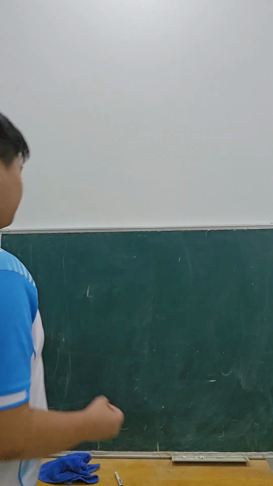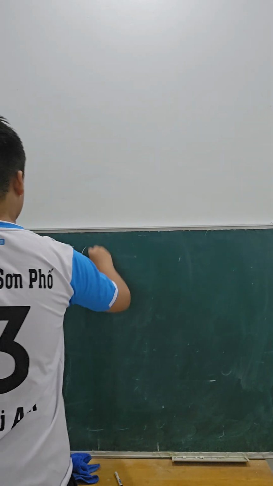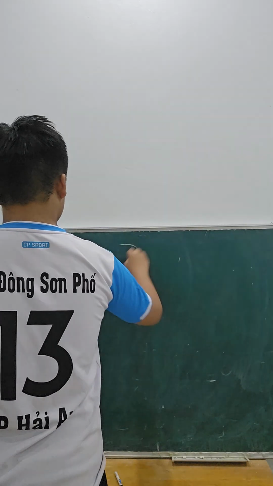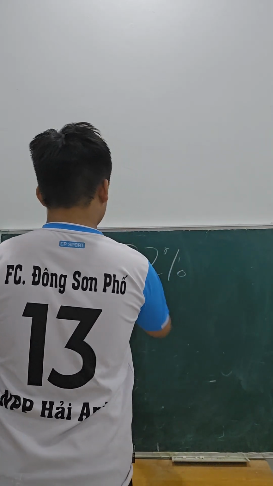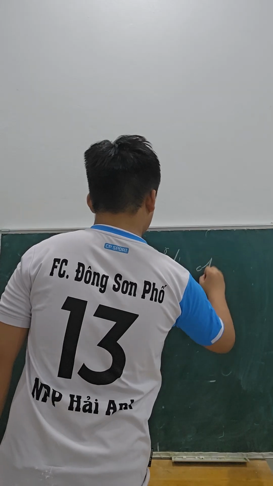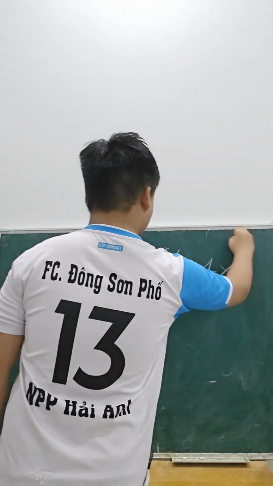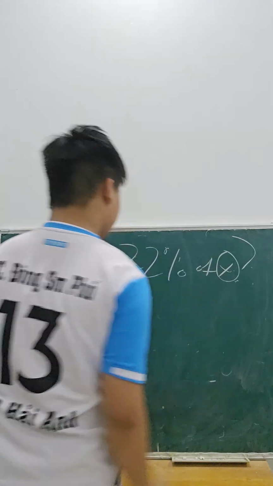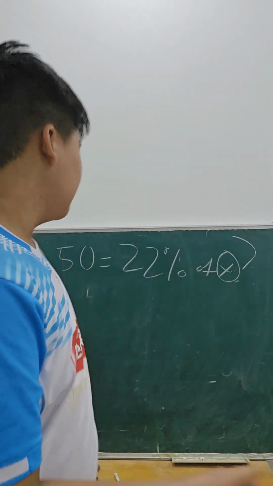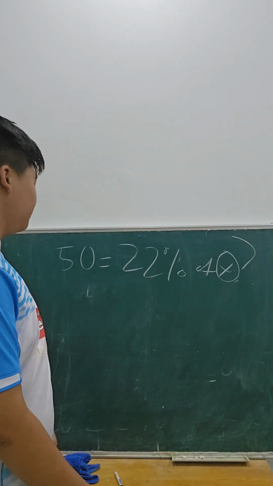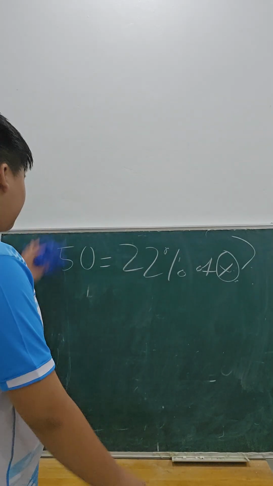So let's say you have 50. 50 equals 20% of x. So tell me, what is x? So x, it's very difficult. So this is new, because you have to do something different here.